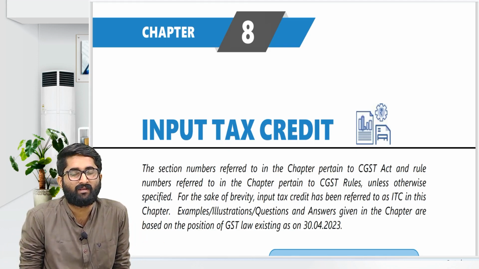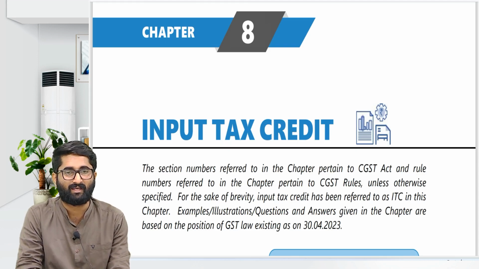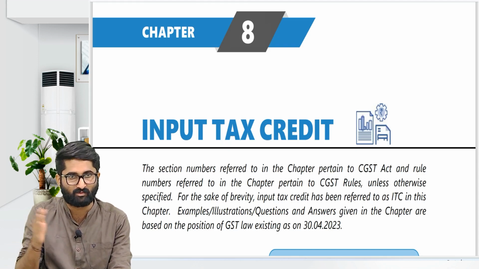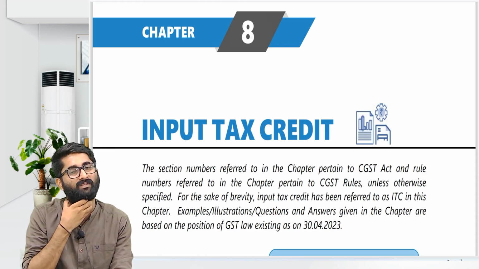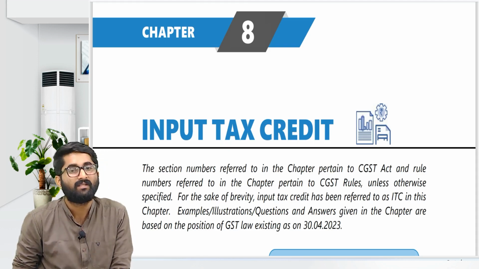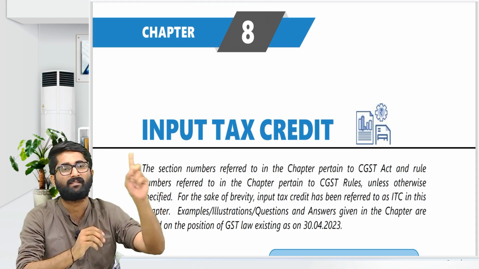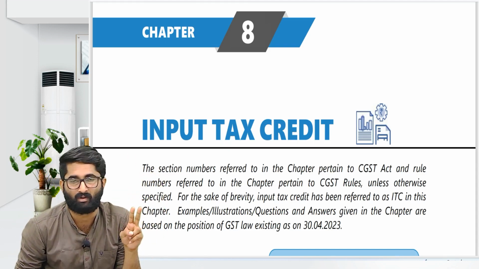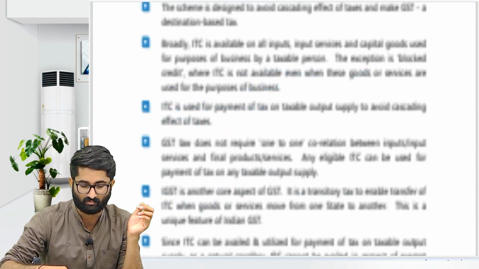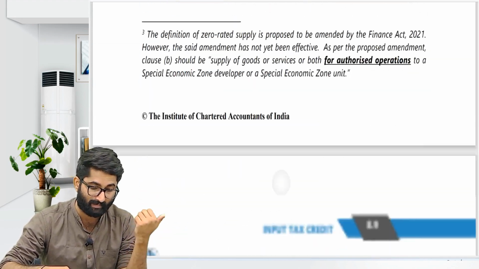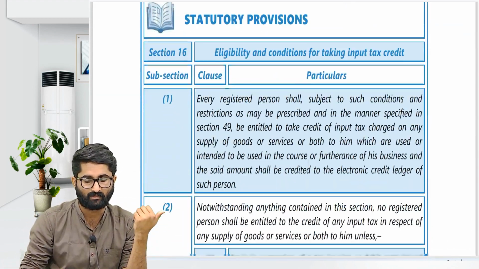Specifically, we are going to talk about sections 16, 17, 18. Actually, sections 19, 20, 21 are also about ITC, but they are not in your syllabus. We will be discussing sections 16, 17 and 18. Section 16 talks about eligibility to take the ITC, 17 is about apportionment and blocked credit, and 18 is about some special conditions and circumstances where you can take ITC, and the manner of taking ITC with the rules. Now we will discuss section 16 subsection 1.